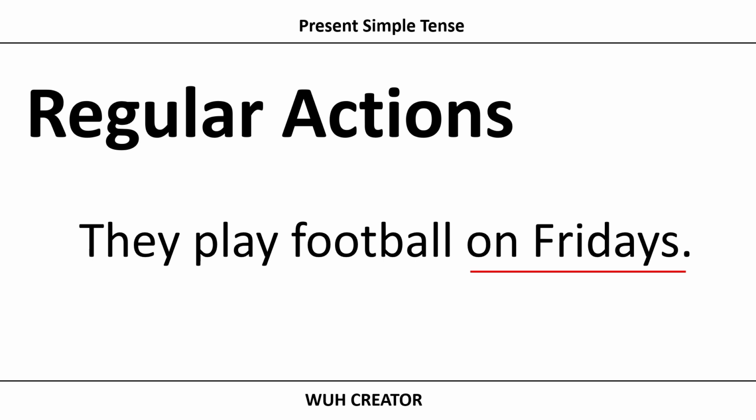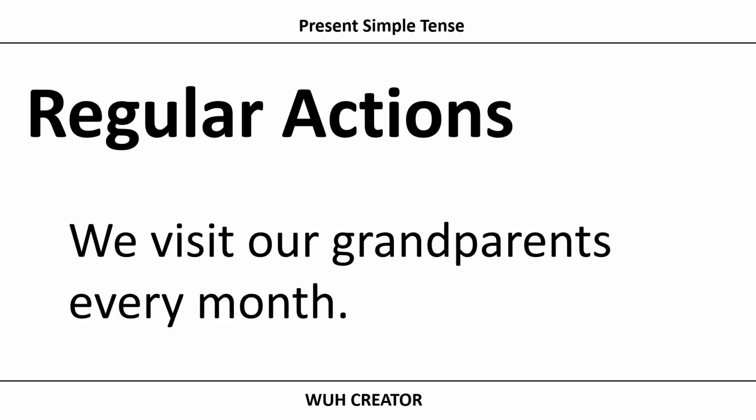The last example is, we visit our grandparents every month. This example shows a regular action because of the phrase every month. Now how? The words every month tell us that this action is repeated monthly. It is not a one-time visit, it happens again and again according to a schedule or habit.